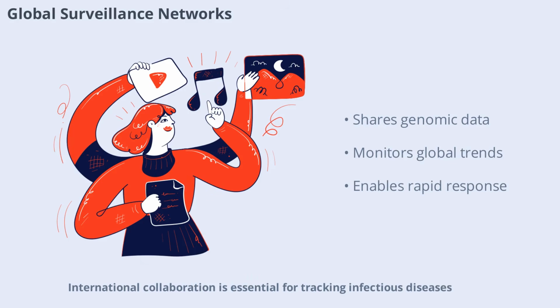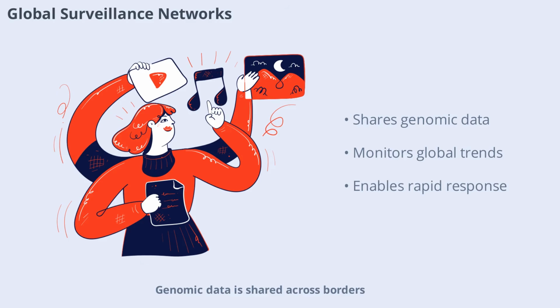International collaboration is essential for tracking infectious diseases. Genomic data is shared across borders, allowing scientists to monitor global trends and respond to threats more quickly. These networks have become a backbone of modern public health, enabling coordinated action against emerging diseases.